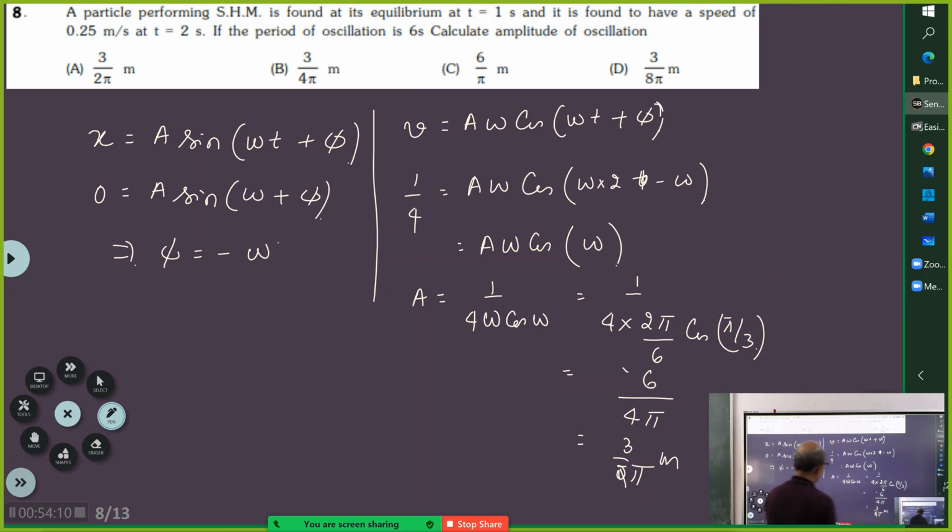Did you all get the same answer, students? Yes, sir. So A is the right option. This is quite simple. You only have to understand the terminology and then proceed. It's a good problem to work.